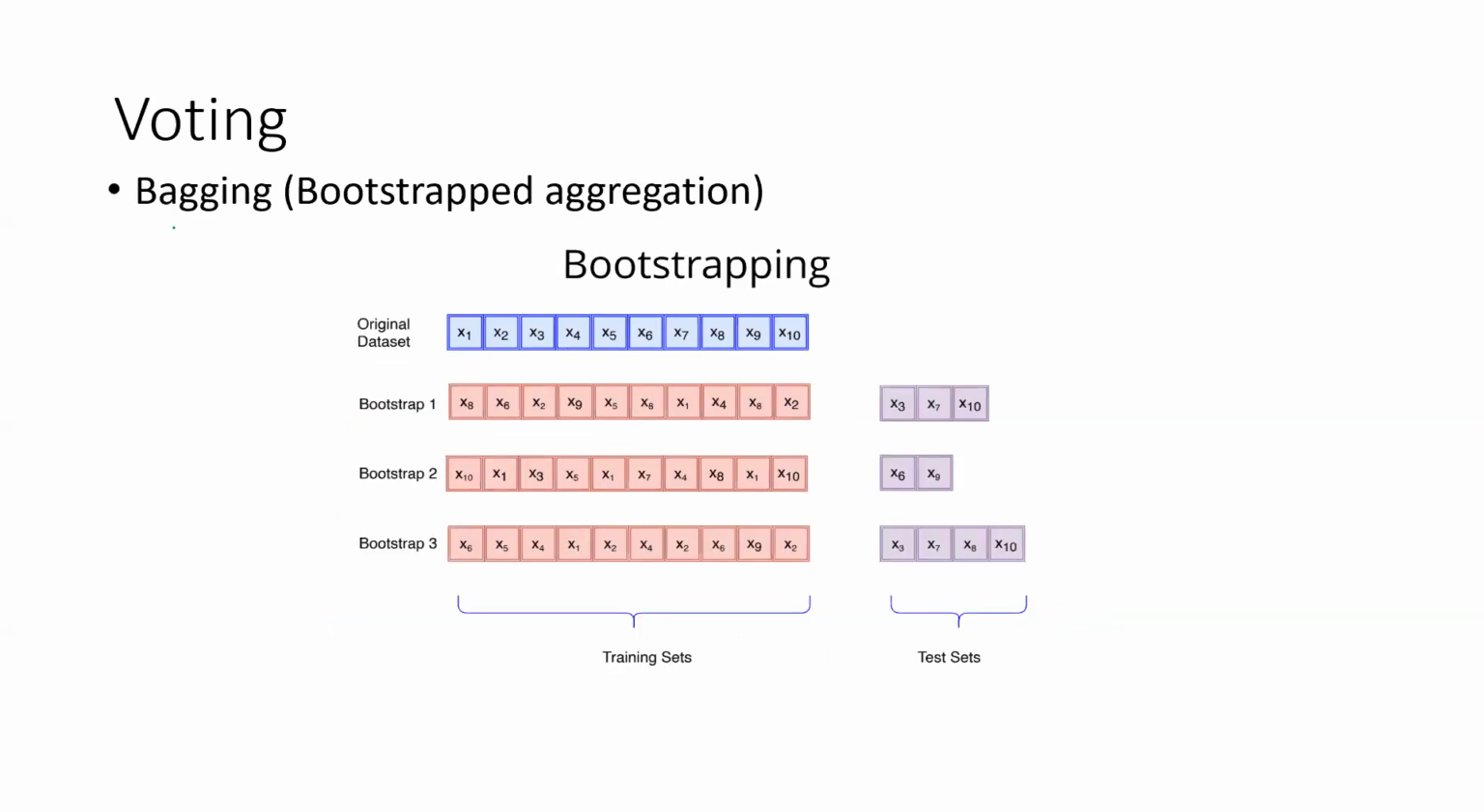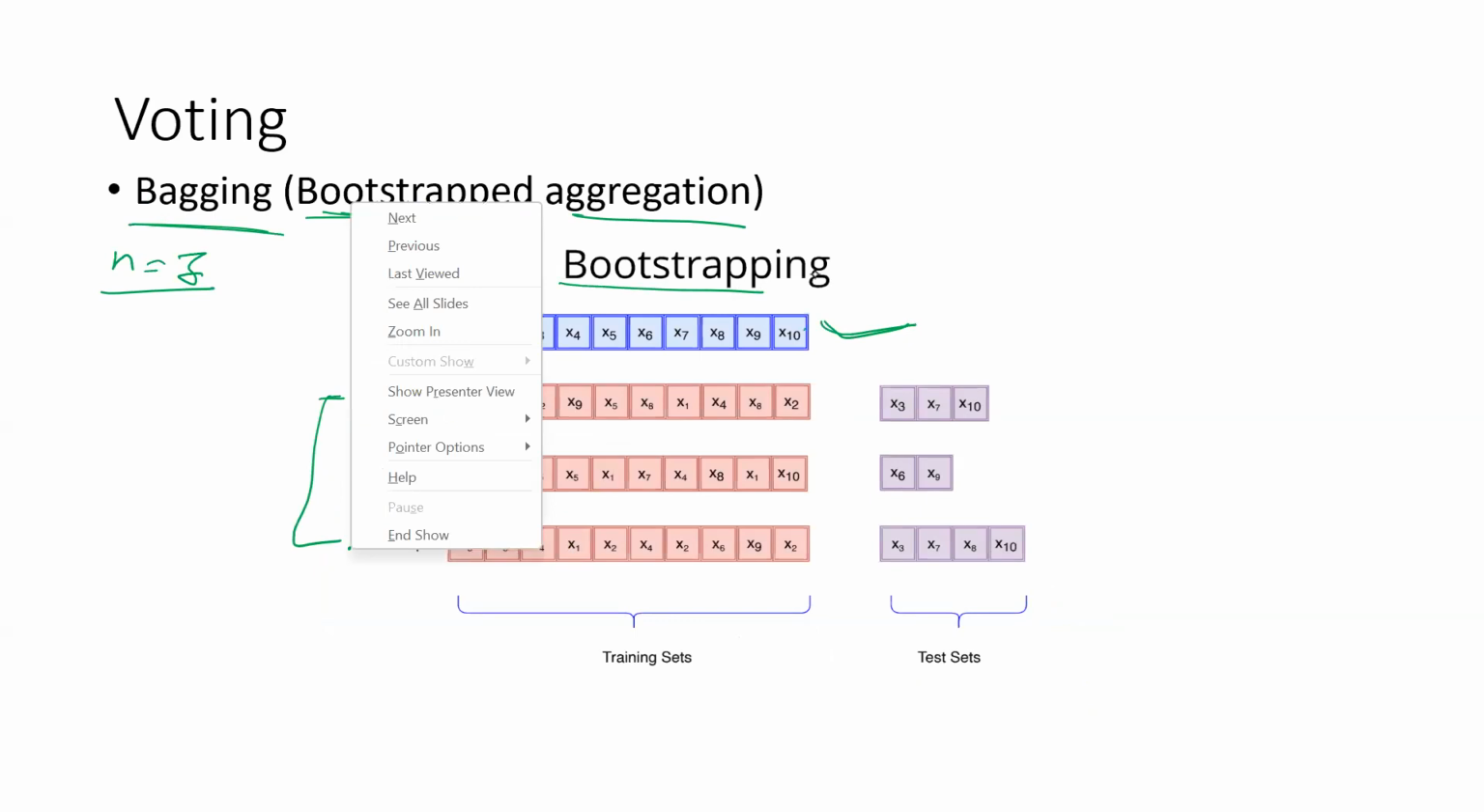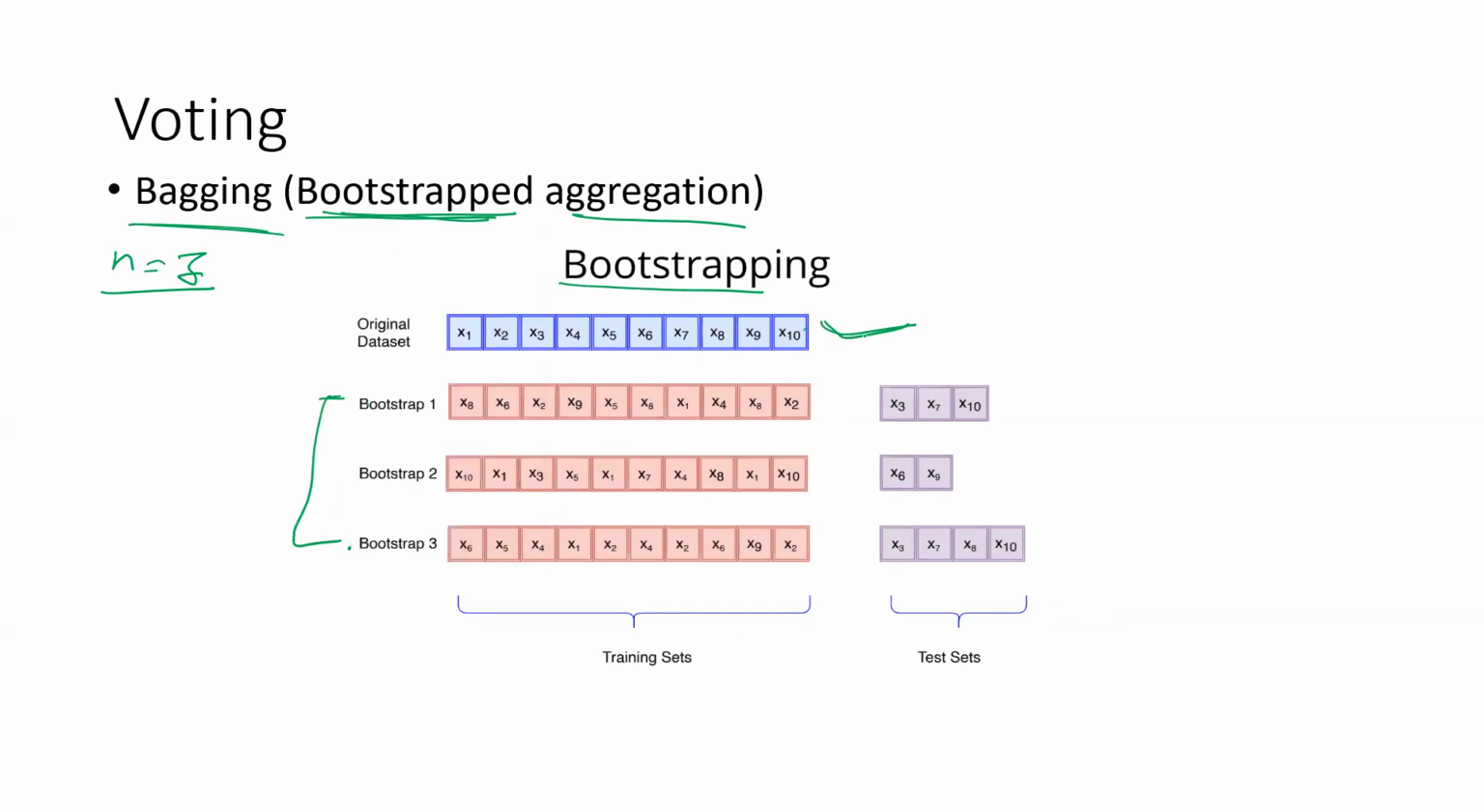In voting, one technique is called bagging. Bagging stands for bootstrap aggregation. And what is bootstrap? Let's say you have this training data set, and you have to build n estimators. You create n different bootstrap samples. Assume n is 3, so you have to design 3 estimators. You will create 3 bootstrap samples, and a bootstrap sample is nothing but sampling with replacement. You have 10 points here, right? You take the samples with replacement.